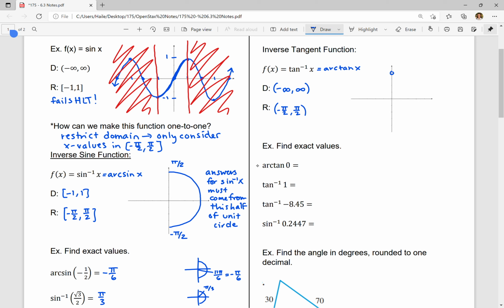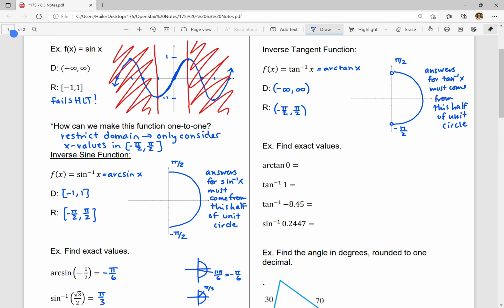However, our picture is going to have little open circles at the top and bottom because we're not including those values in our interval. The reason for that is, if you think back to the unit circle, values of tangent at those angles do not exist. Since the tangent values at those angles do not exist, we can't get them as answers. So once again, answers for tan inverse of x must come from this half of the unit circle.